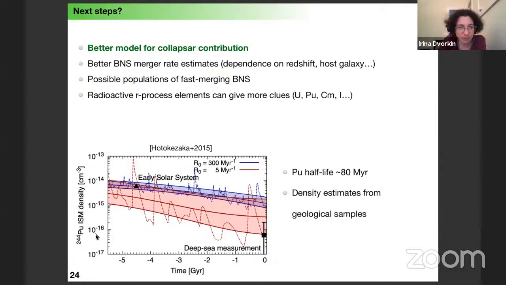Here they looked at the abundance of R-process elements in the early solar system. So this is from meteorites and the deep sea measurements. So at, let's say, present epochs, and with these dashed lines, never mind. But basically the solid lines are models that they try to fit to both these measurements, knowing that the half-life here was 80 mega years. So this is just another clue that can be used to break the degeneracy that I told you before between the rate of the events and the mass per event.